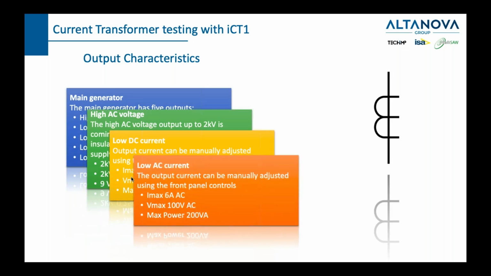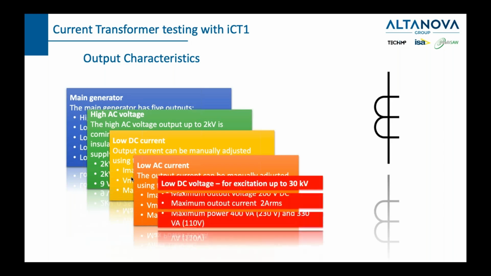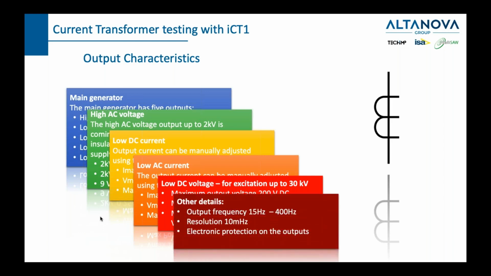Low AC current is an output we use to do mostly the burden test. Also 6 amp is the maximum, and 100 volts is the driving voltage behind. And the low DC voltage for excitation up to 30 kilovolts can generate up to 200 volts DC with a maximum output current of 2 amps. And the maximum power differentiates from 230 supply to 110 volt supply. In the first case, it's 400 VAs, and in the second one it's 330 VAs.